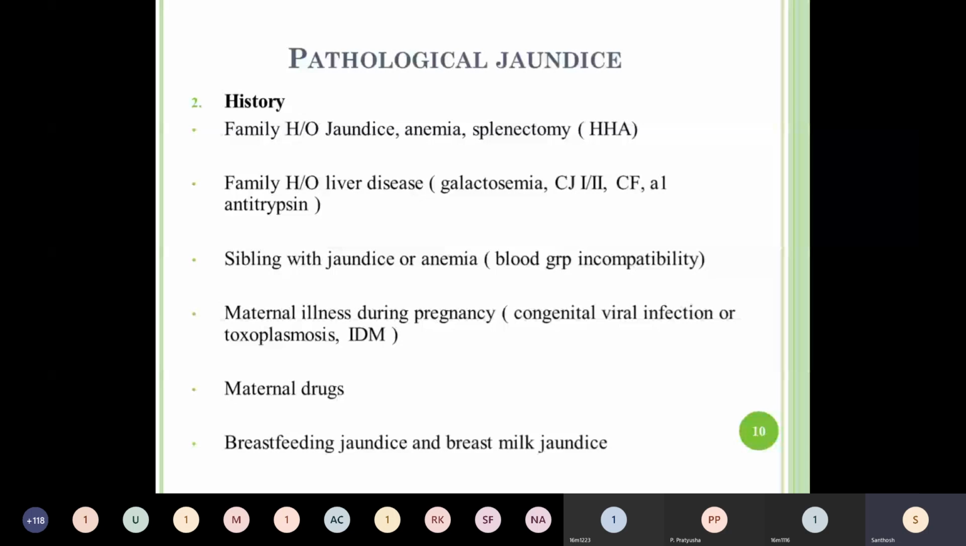So what are the blood group incompatibilities commonly seen with pathological jaundice? That is Rh incompatibility and ABO incompatibility. So what happens in Rh incompatibility?